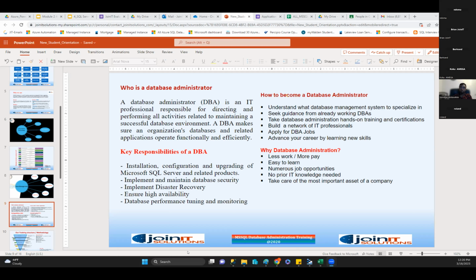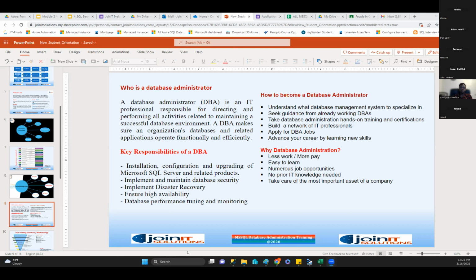And so I currently work as a database administrator. So who is a database administrator? Just like we have on this PowerPoint right here, a database administrator is an IT professional who is responsible for directing and performing all activities related to maintaining a successful database environment.